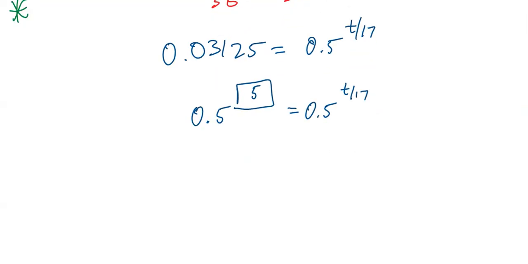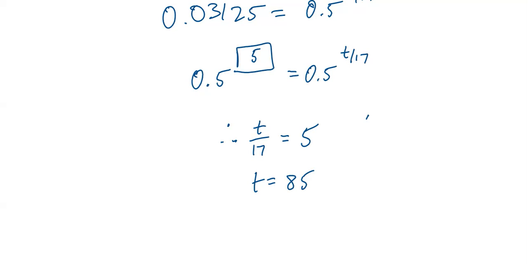Then we say, therefore, T over 17 equals 5. The exponents have to be the same. Multiply both sides by 17, and T is 85. Therefore, and it was a half-life of 17 days, it will take 85 days for it to decay to that amount.